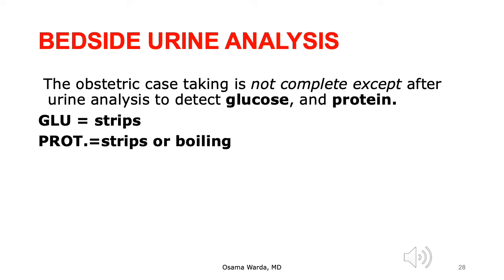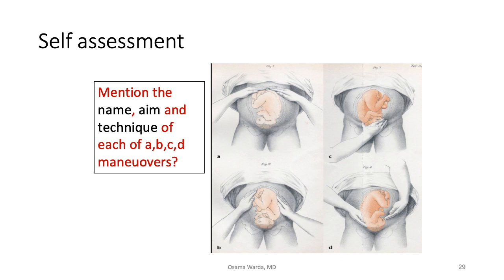We come to the bedside urine analysis after completion of the examination, as discussed. We should ask the patient to give a urine sample, a midstream sample, and test with strips for glucose and proteinuria, albumin, to identify if there is proteinuria or glucosuria. Here we have almost completed the obstetric case taking. I wish you understand the explanation, because this is very important for evaluation of your cases.